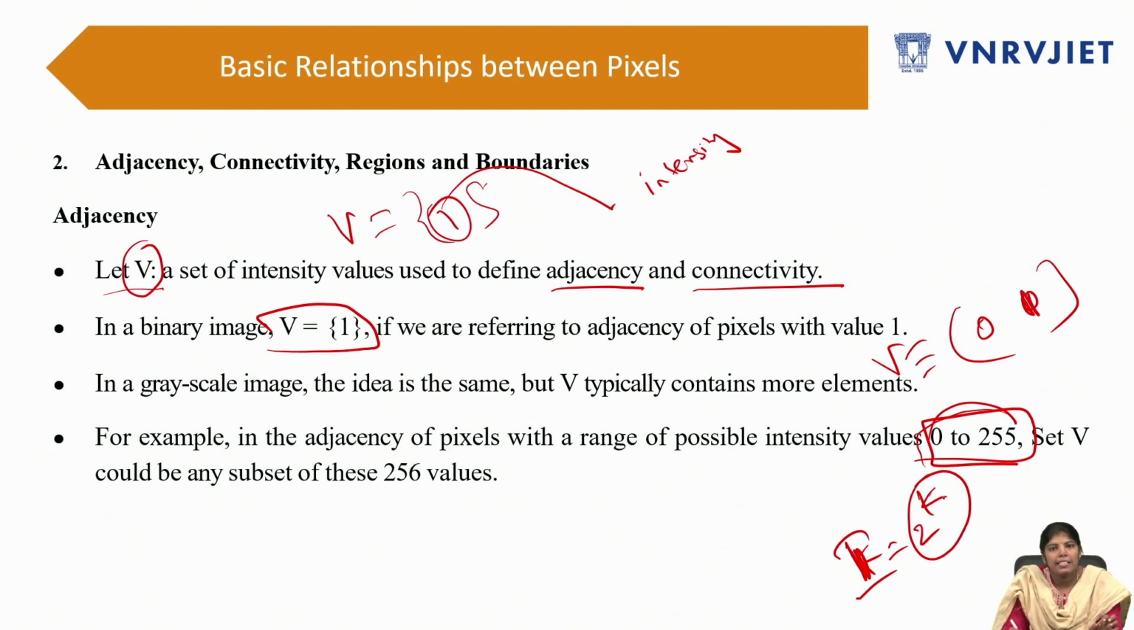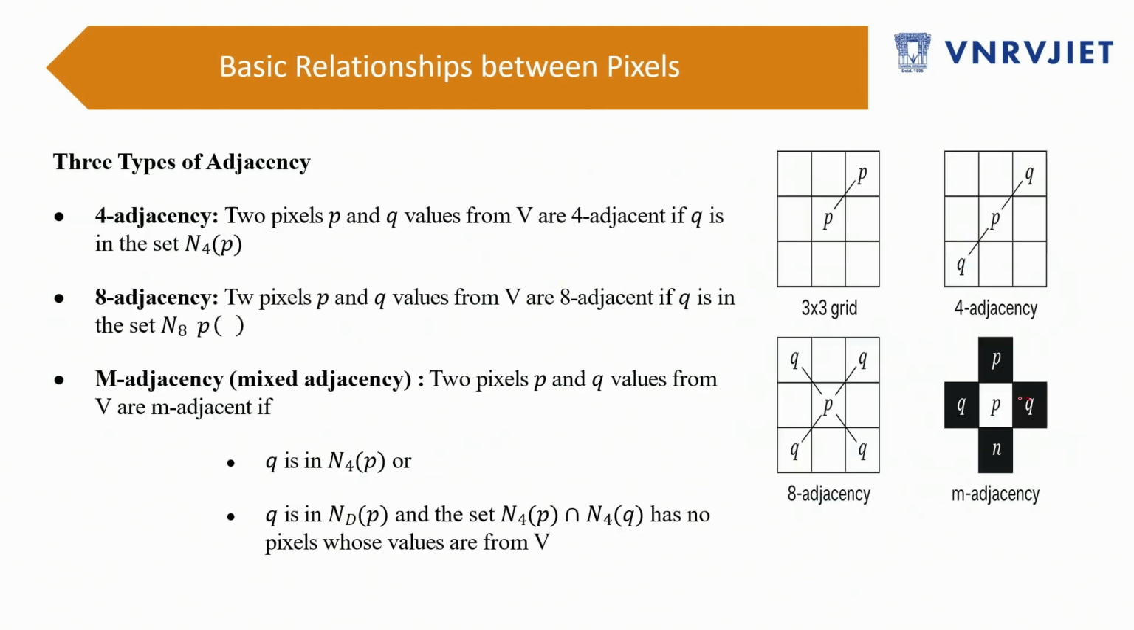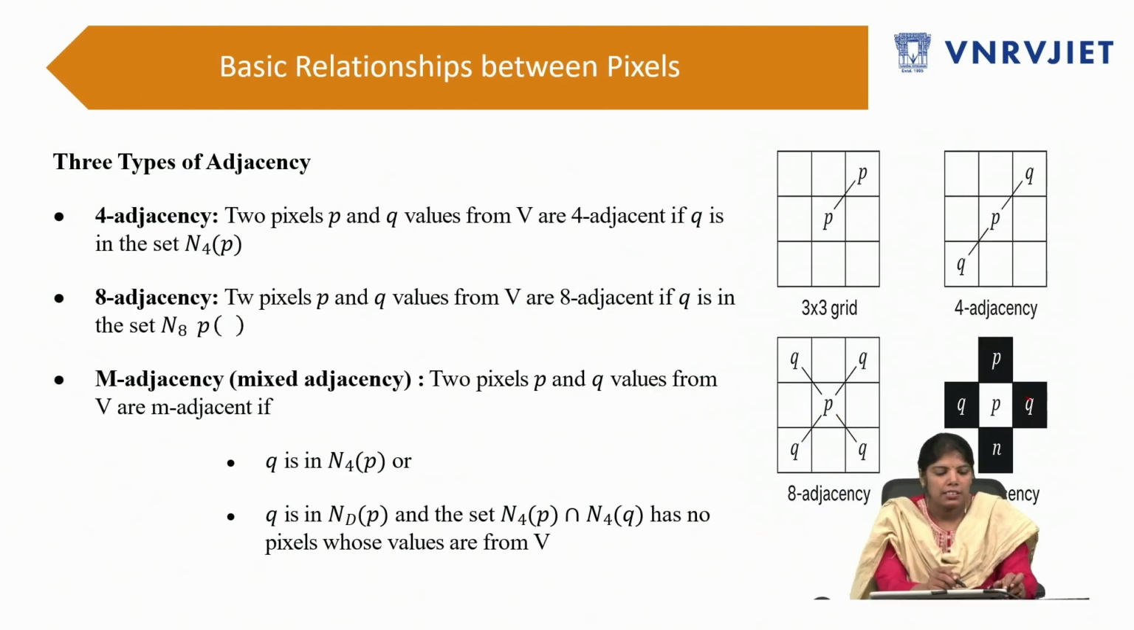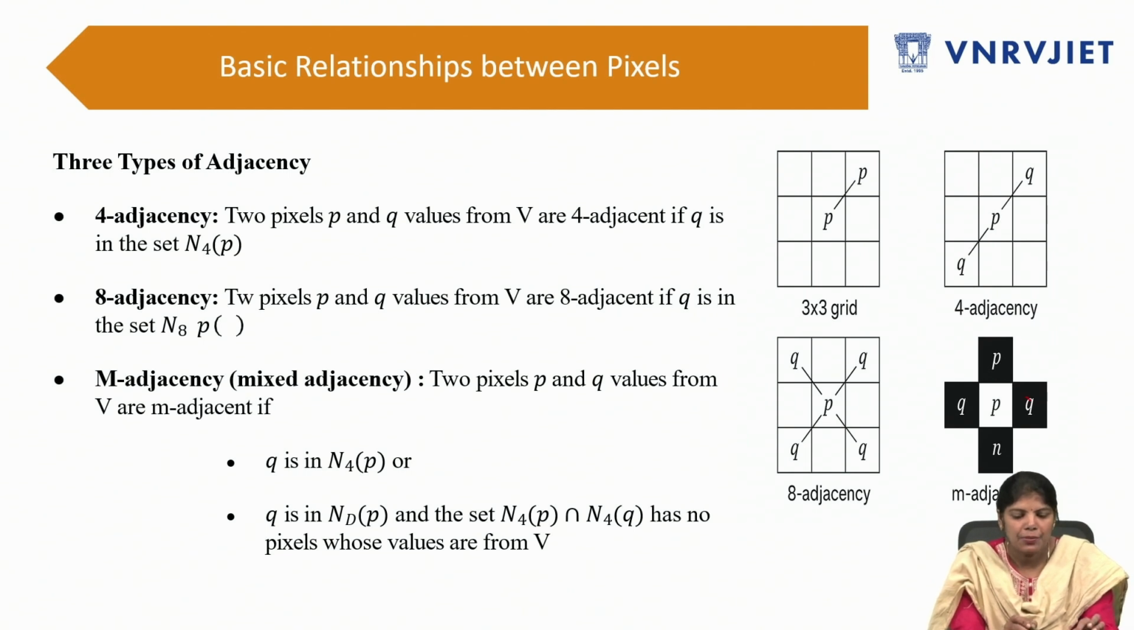So 2 power k lies between 0 and 255. And here we have 3 types of adjacency: 4 adjacency, 8 adjacency, and m adjacency. I have already given the definitions of 4 adjacency, 8 adjacency, as well as m adjacency.